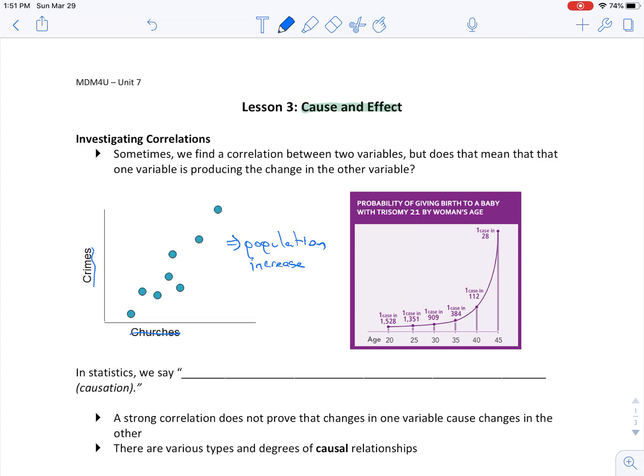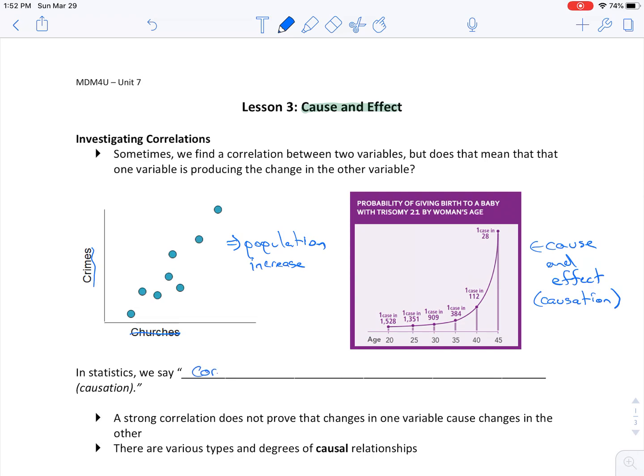The other example here is definitely a cause and effect, and this is the probability of a woman giving birth to a baby with trisomy 21, which is Down syndrome. You can see as the age of a woman increases, so does the probability of giving birth to someone with that. So this is what we would call a cause and effect relationship, where one variable causes a change in another variable. Another way of saying that is just causation.